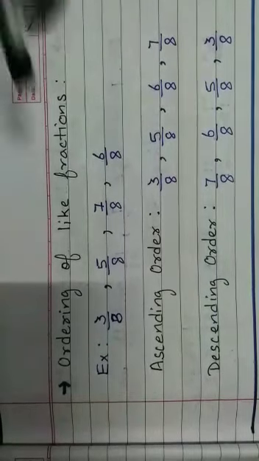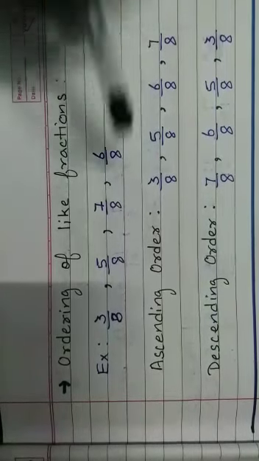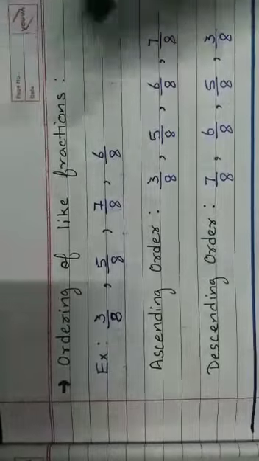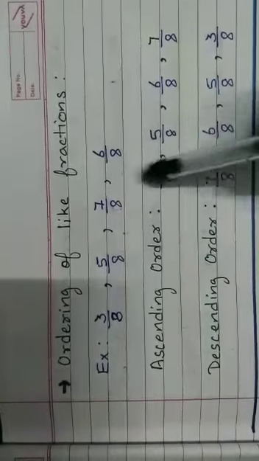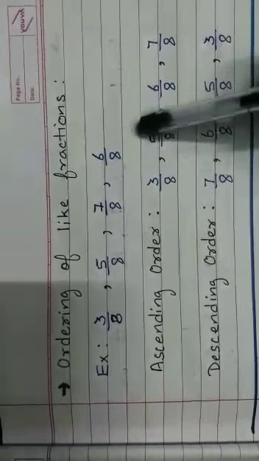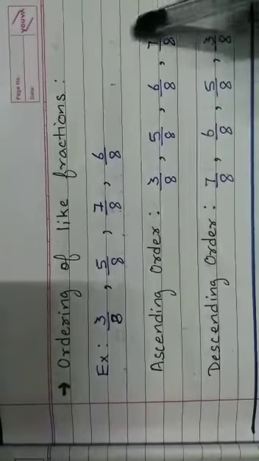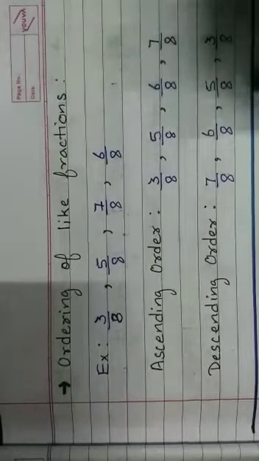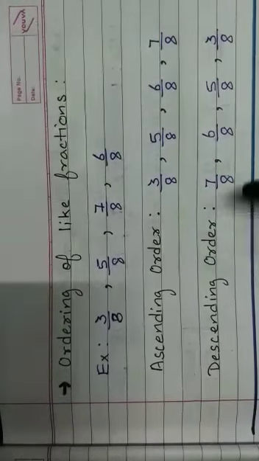So it's very simple. In case of like fractions, we will just arrange according to their numerators, because all the denominators are the same. So the fraction with the least numerator will be the smallest, then the second smallest, then the third smallest, and the largest will be at last. Just opposite in case of descending, it means from bigger to smaller.